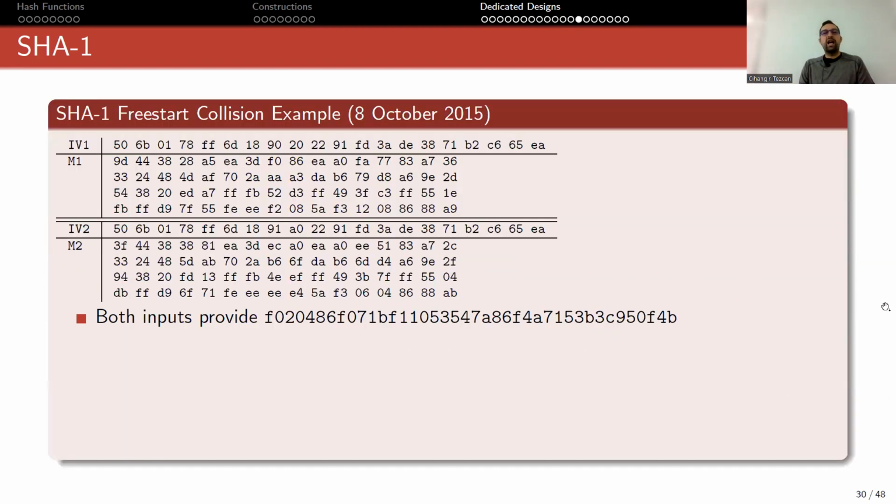So let me show how we reached the SHA-1 collisions. In 2015, Marc Stevens and his team actually found a free-start collision. So here, what happens is as follows. You have the IV here, your message one here, and it gives this SHA-1 output. Also, if you use the second IV here and a message here, it also gives this output.